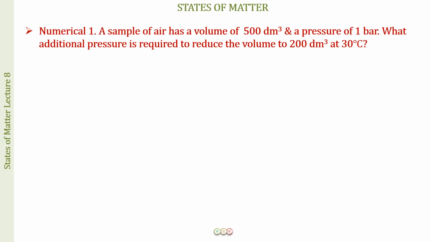So the first numerical is: a sample of air has a volume of 500 decimeter cube and a pressure of 1 bar. What additional pressure is required to reduce the volume to 200 decimeter cube at 30 degrees Celsius?